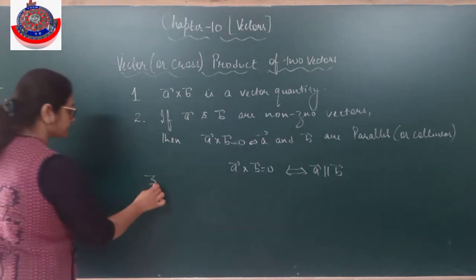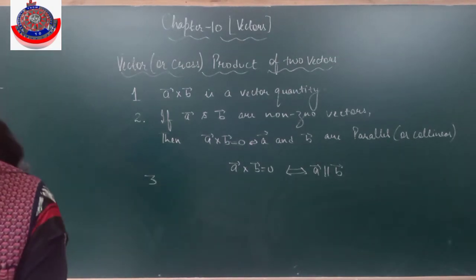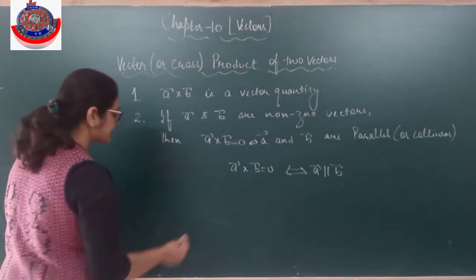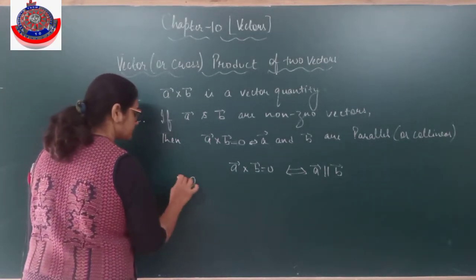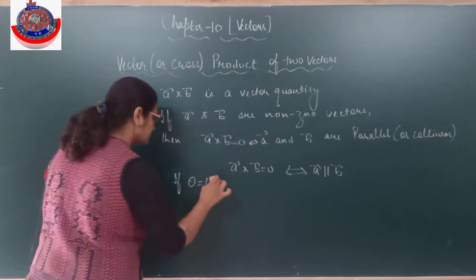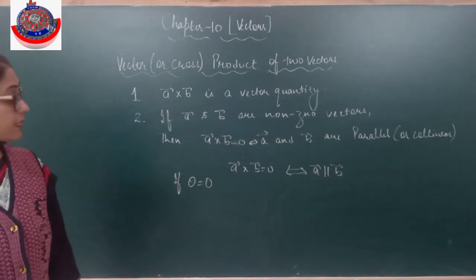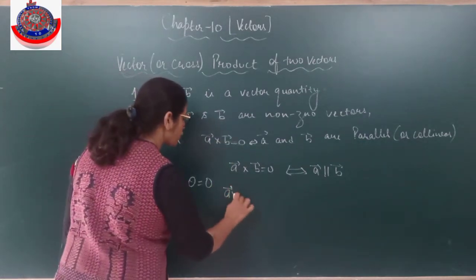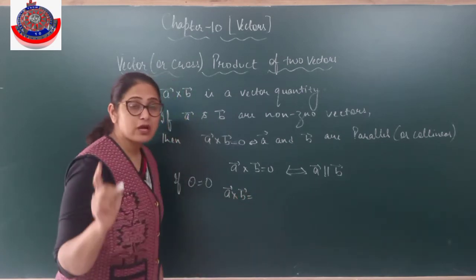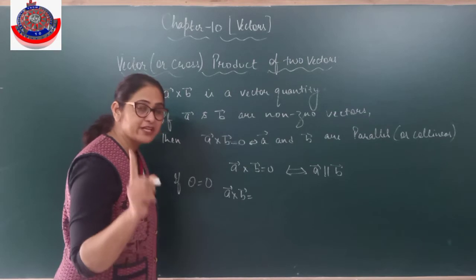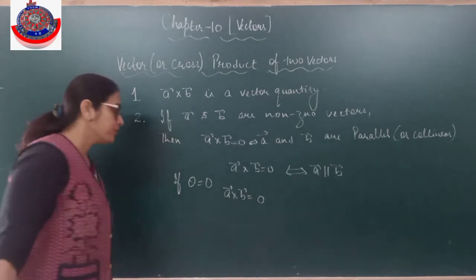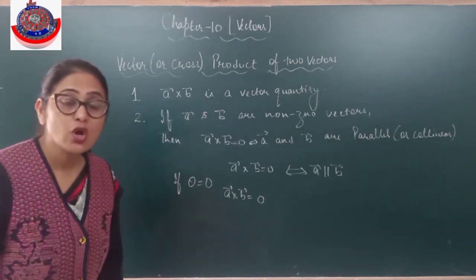Number 3: in that case, can I say that theta is 0? When the parallel or collinear condition is there, theta is 0. Because if theta is 0, A cross B is, by the formula, magnitude of A into magnitude of B into sine theta into n vector. Theta is 0, sine 0 is 0, so this is going to be 0. If theta is 0, A cross B is equal to 0.